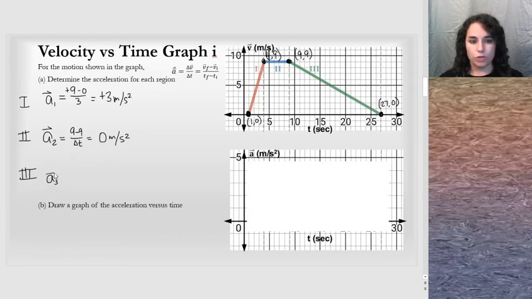For the third region, we can do the change in position over the change in time. The change in position: the final position is 0, and the initial position is 9. So 0 minus 9 on top, and we get 27 minus 9 on the bottom. So I get negative 9 over positive 18, and that will give me a negative 0.5 meters per second squared. And I have that negative in there.